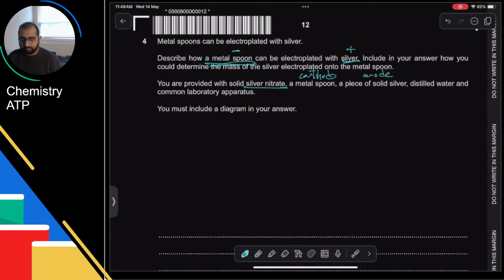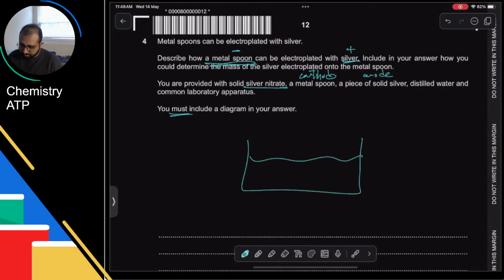So again, when you say you must include a diagram, obviously you must, but if they say you may, you still must. Always draw a diagram if you can. So I'm going to just draw a random thing. This is going to be silver nitrate solution. This is aqueous, just to show that it dissolves. I'm going to have a cathode and I'm going to have the anode. This is the spoon that I have. There's obviously going to be a battery here.